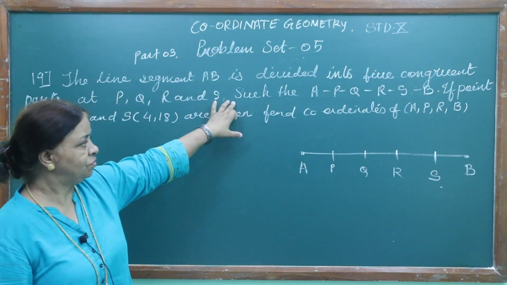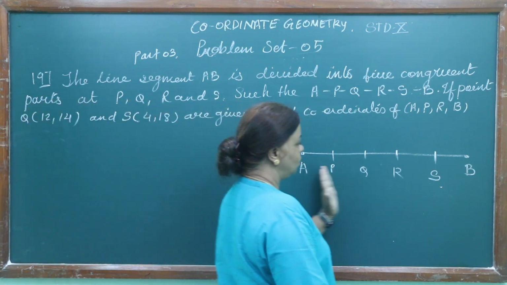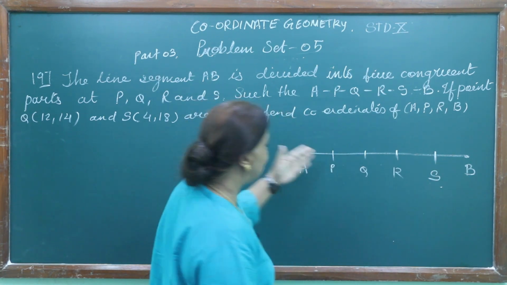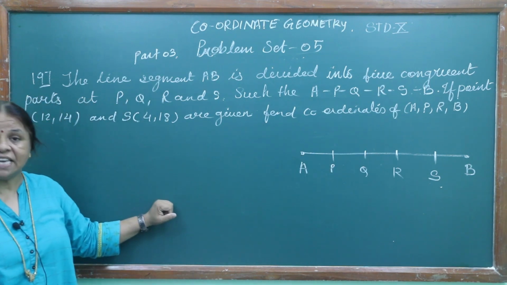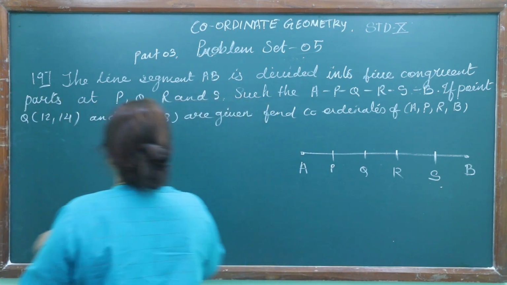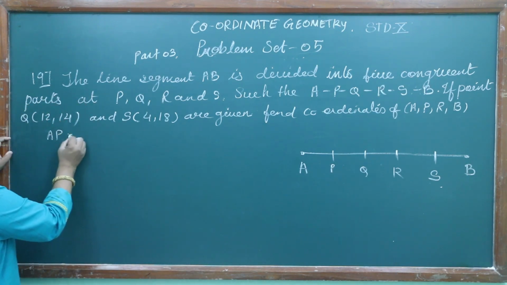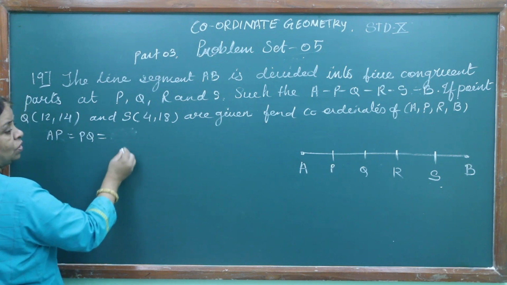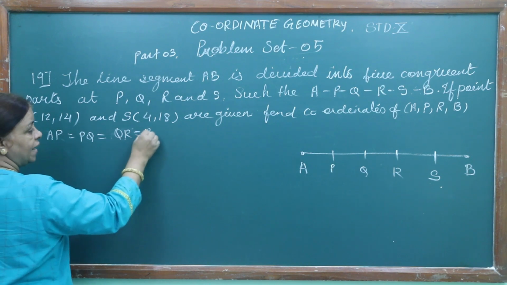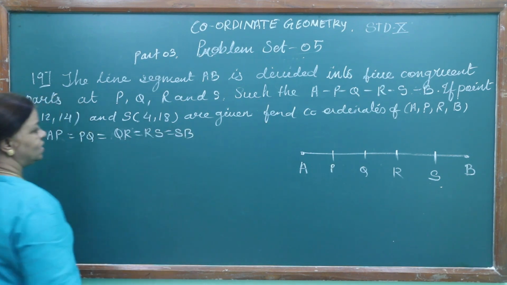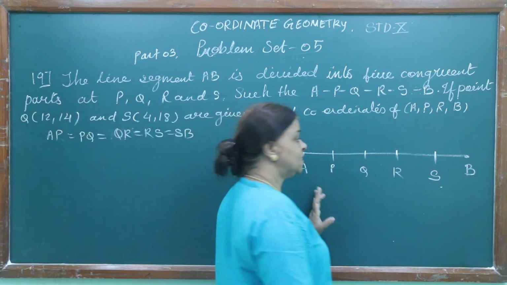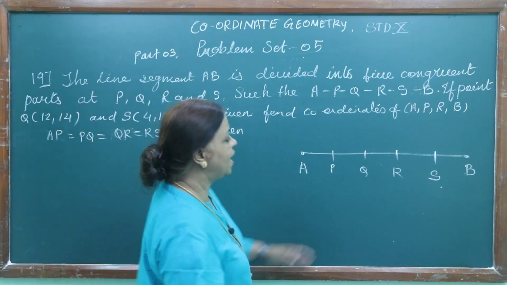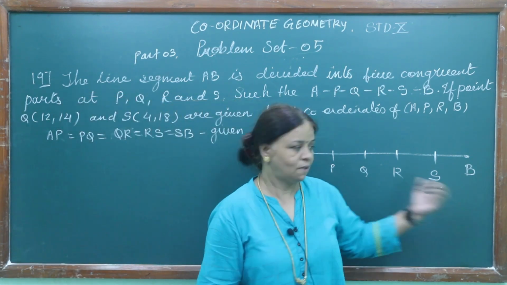All the points lie on one line. So A, P, Q, R, S are on one line. If they are dividing the line AB into 5 equal parts, then we can easily say AP is equal to PQ equal to QR equal to RS equal to SB. All the parts are going to be equal, because it is given that the points P, Q, R, S divide the line segment into 5 equal parts.